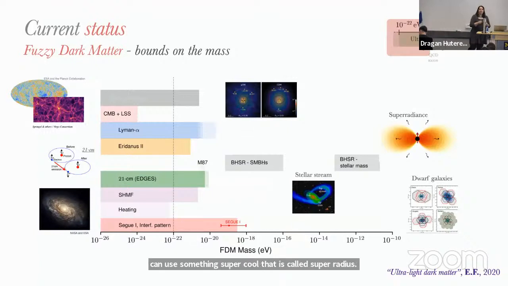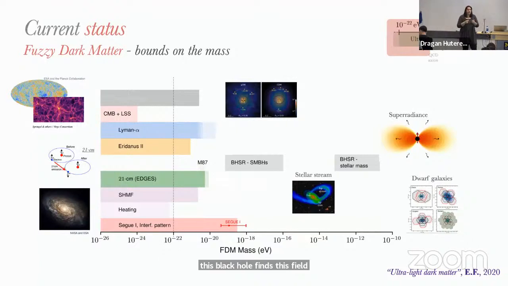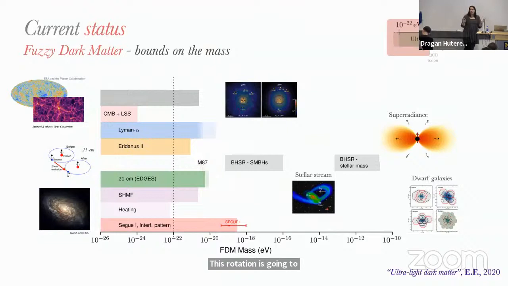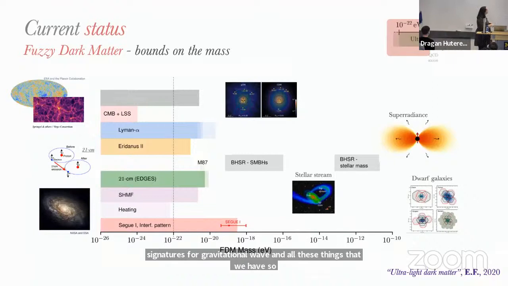So superradiance is, if I have a rotating black hole, this black hole finds this field of very light dark matter. Like we have Hawking radiation, where a black hole radiates photons, with superradiance, because you have the rotation, this rotation is going to excite a cloud of ultralight particles around the black hole. So black holes in this scenario actually have a cloud of ultralight dark matter around them. And this changes a lot the signatures for gravitational waves and all these things that we have. So we can put some bounds here.